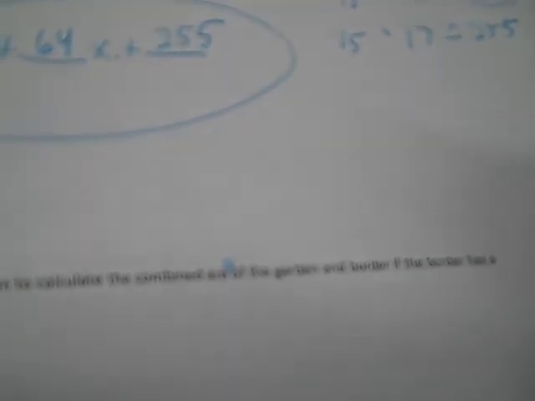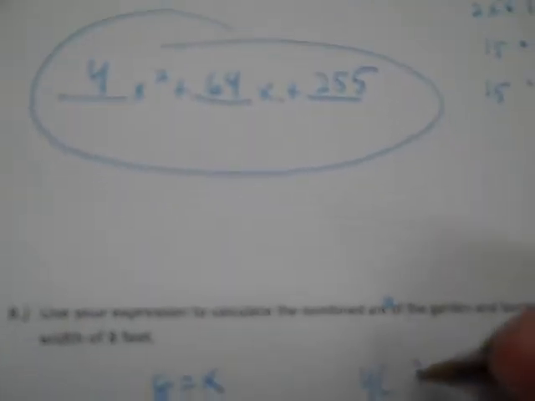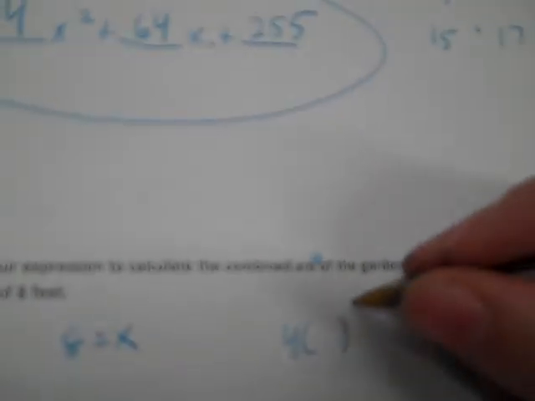Now, part B, use your expression to calculate the combined area of the garden and border if the border has a width of 8 feet. Now, what that is telling me, the border is the x. So now I can put 8 feet in for x. So put parentheses around these. Just replace your x's with parentheses. So you got 4 parentheses to the second plus 64 parentheses, no power with that one, and then plus 255.